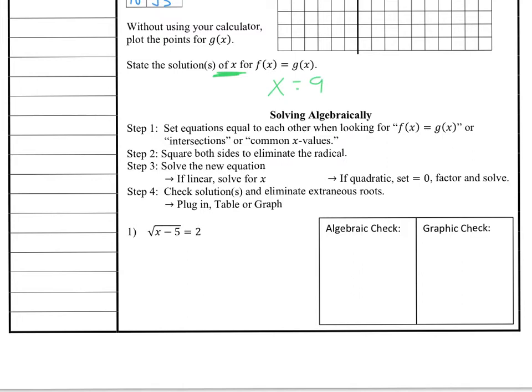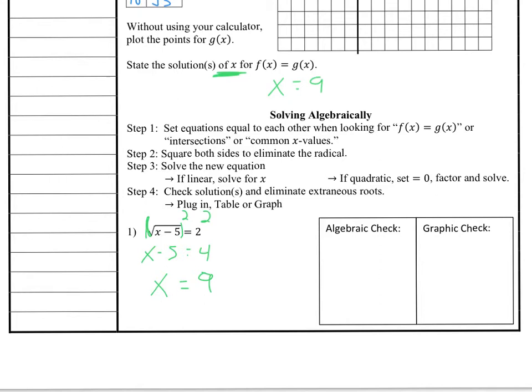The radical is all by itself, so the next step is square both sides. What I do to one side, I've got to do to the other. The square and the square root cancel with each other, so I'm left with x minus 5 equals 4, and then when I add 5 to both sides, I get 9. And it is that simple, which was much faster than solving it graphically.